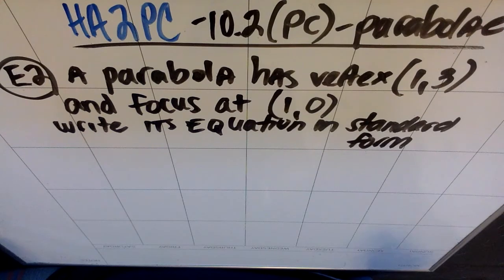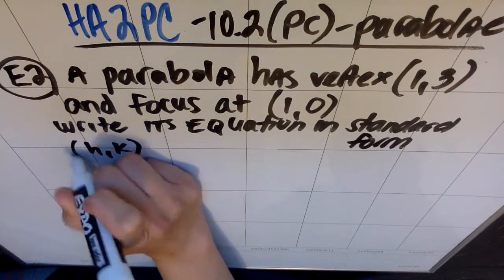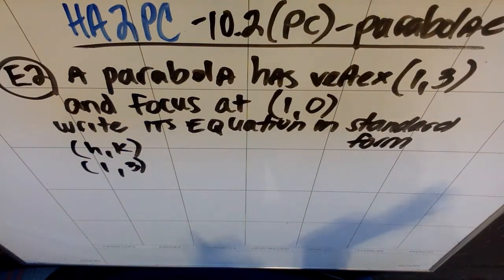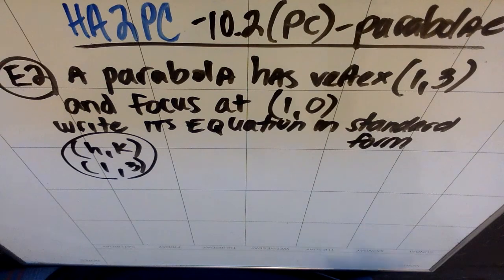So the first thing you're going to want to do, right, so we know some things, okay? We know that the vertex (h, k) is (1, 3) in this problem. So I know h is 1 and k is 3. Great. The next thing I'm going to want to do is figure out whether this is an x squared parabola or a y squared parabola.